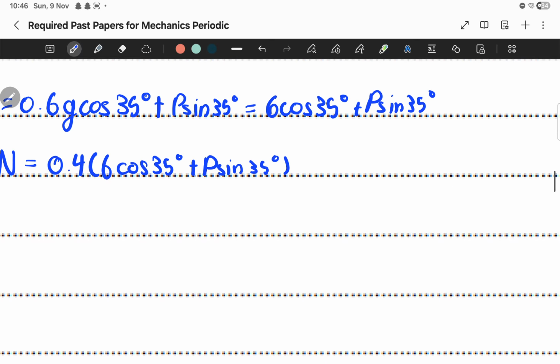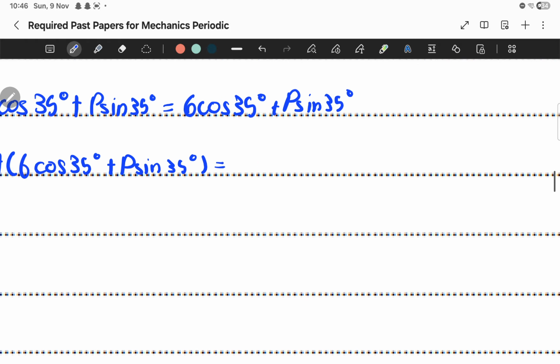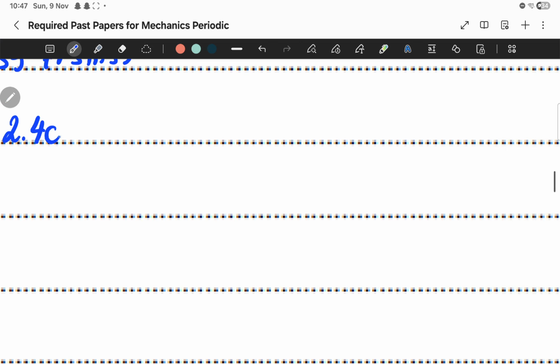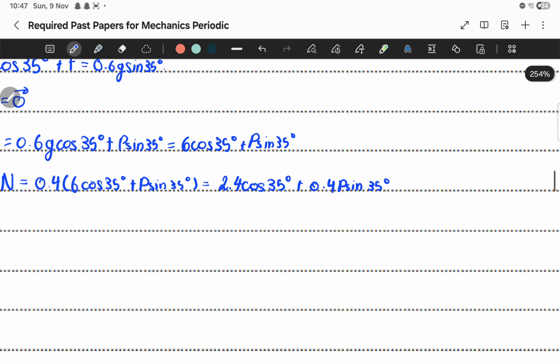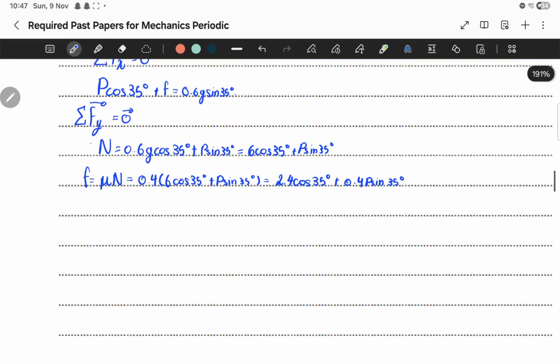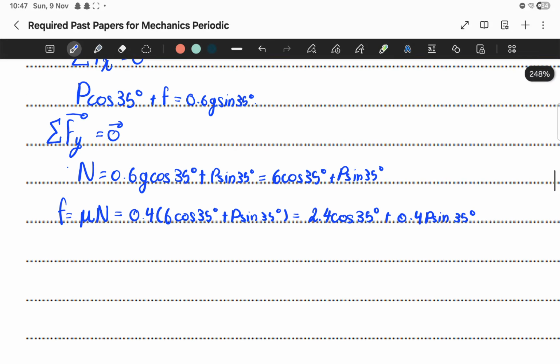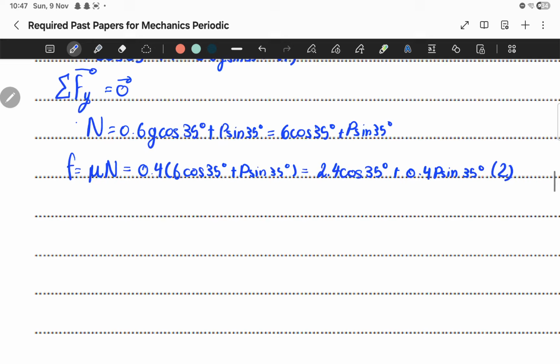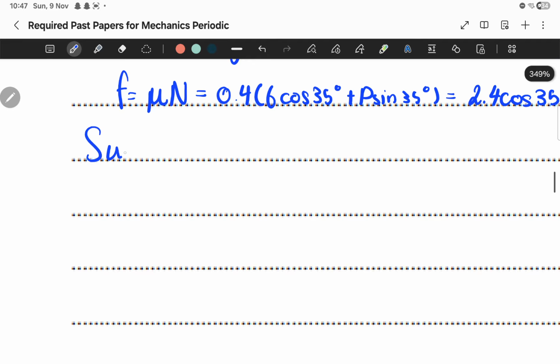All right, now this is equal to, distribute the 0.4. 0.4 times 6 is 2.4, so 2.4 cos 35 plus 0.4 p sine 35 degrees. Again, I just distributed the 0.4. Now I can substitute. So this is equation 1, and this is equation 2, right? So now I can write sub 2 into 1.